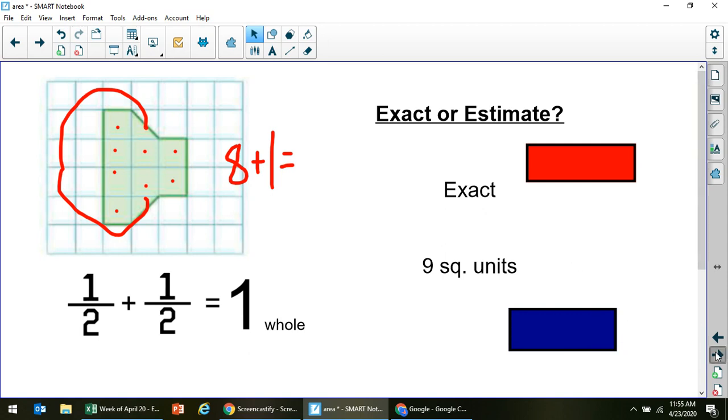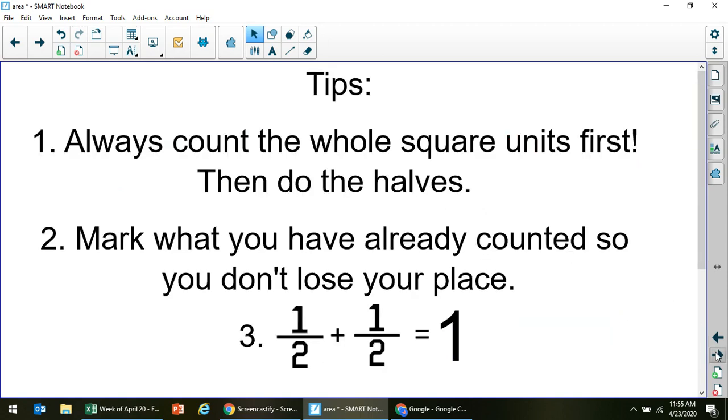Nice job. So just remember a few tips. Always count the whole square units first, then do the halves. Mark what you have already counted with either dots or numbers so you don't lose your place. And remember, 1/2 plus 1/2 equals 1 whole.